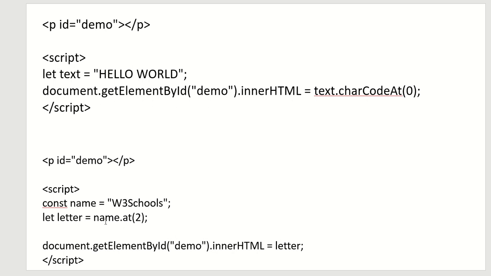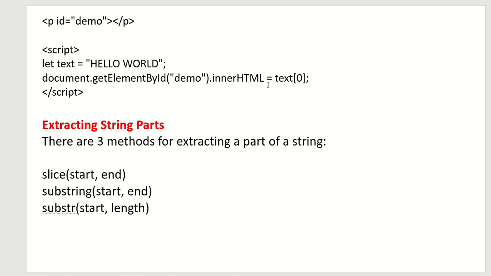Then here we have a constant name equal to w3schools.com, and let letter equal to name dot at 2. That means at index number 2 which character is there. Index always starts from 0, so 0, 1 and 2. Next it is all about text of 0, just like a square bracket array kind of thing. So text of 0, which alphabet is there, so it is H.